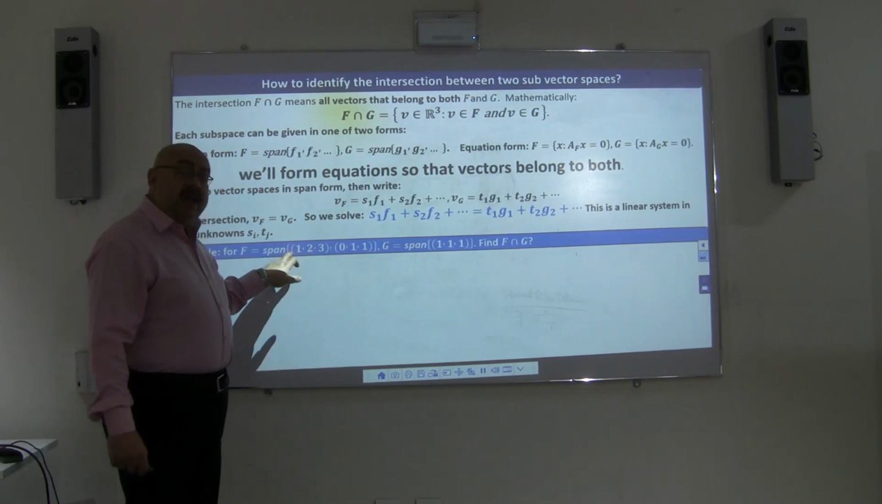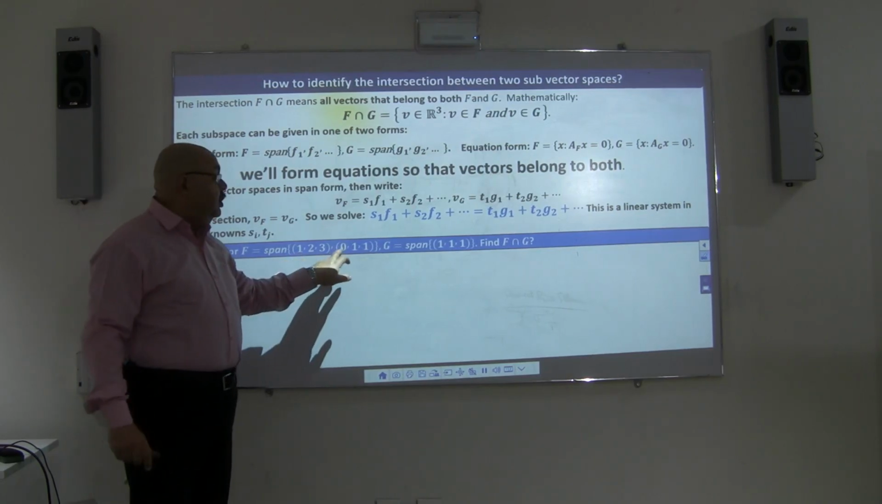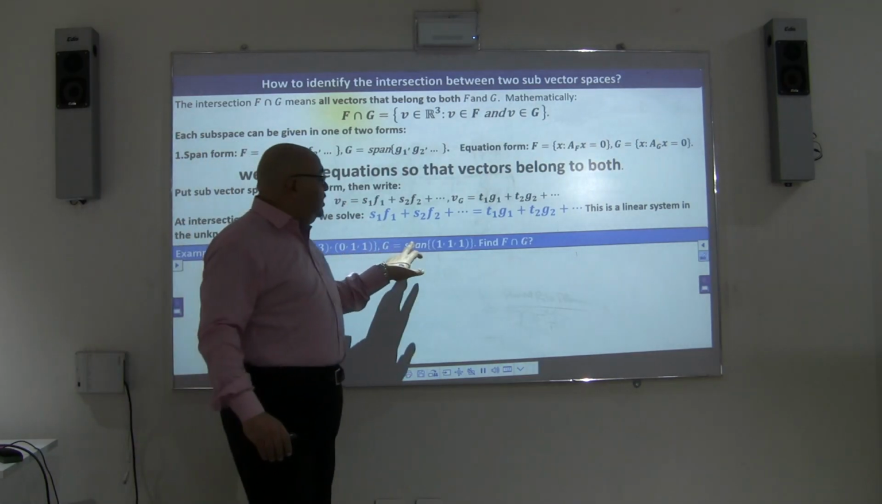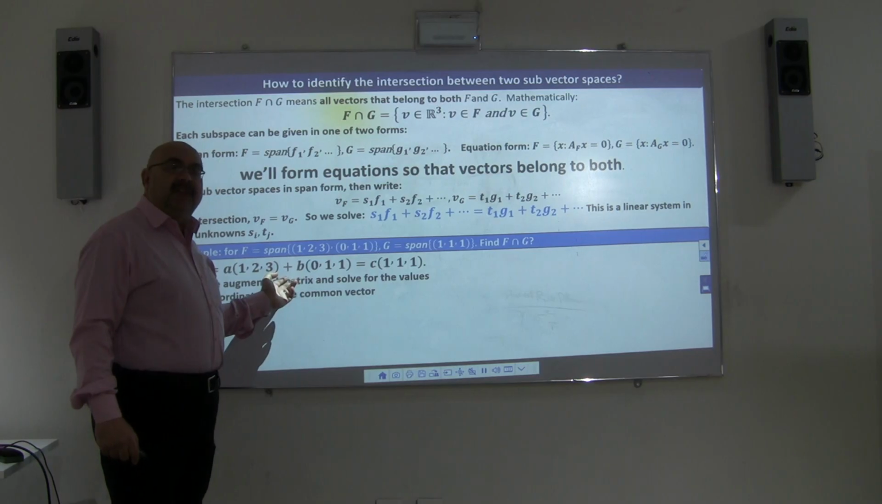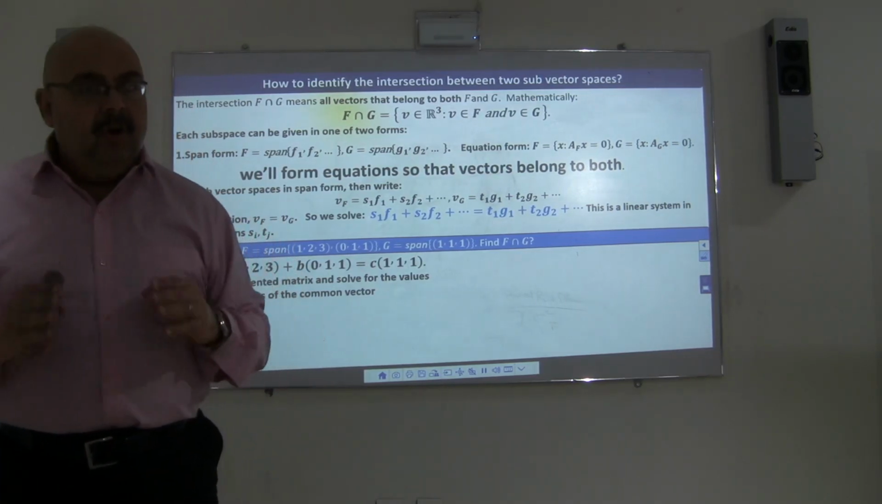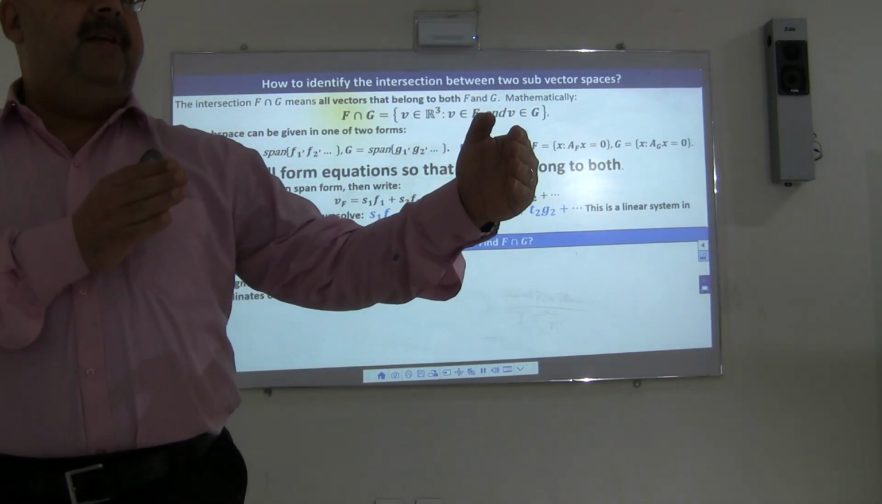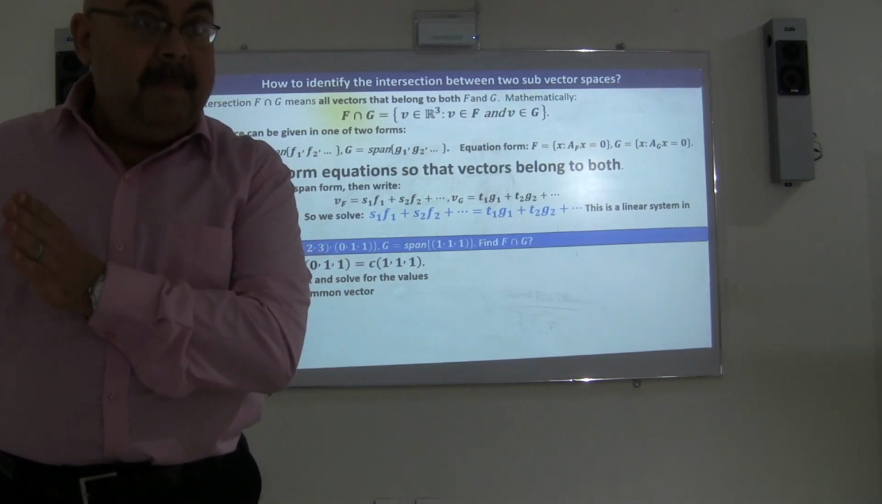It's going to be A times (1, 2, 3) plus B times (0, 1, 1). And at the intersection, it should equal C times (1, 1, 1). That's the equation that I will build up to find the intersection of the spans. So I've made a linear combination from the first span and made it equal to the linear combination from the second span. Are you with me?